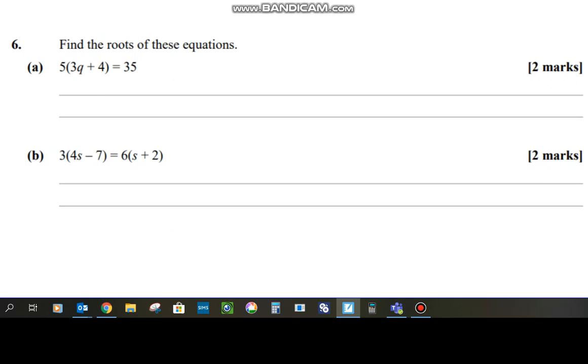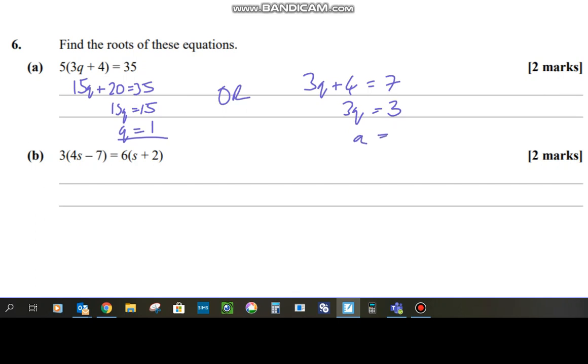Okay, on to question 6a. We've got alternative methods for this as well. First way might have been to expand the brackets out, giving you 15q plus 20 is equal to 35, and then we take off the 20, giving us 15q is equal to 15, dividing by the 15 gives us q is equal to 1. Or we could have divided by 5 straight away. That would give us 3q plus 4 is equal to 7, and if we take off the 4, that gives us 3q is equal to 3, and then divide by the 3, q is equal to 1. So either of those would work.